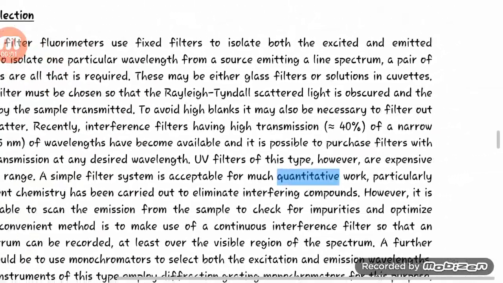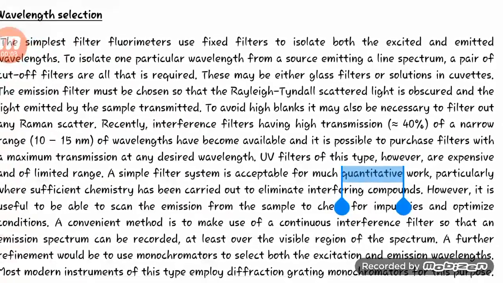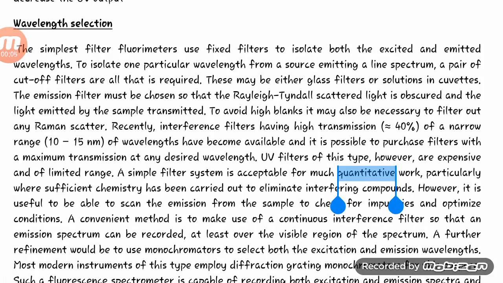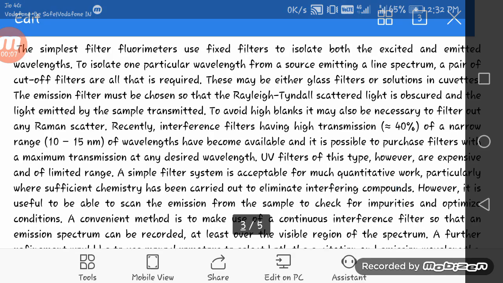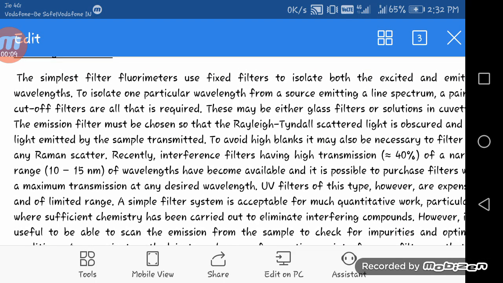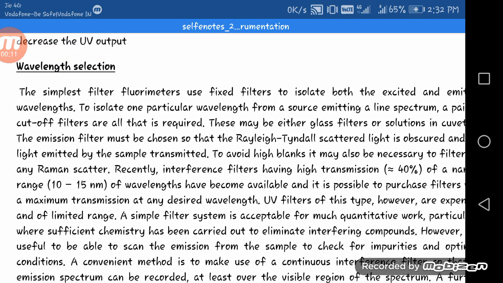Namaste. This is the continuation class of the 7th semester of instrumentation of fluorometry. So today we will study about the wavelength selection.